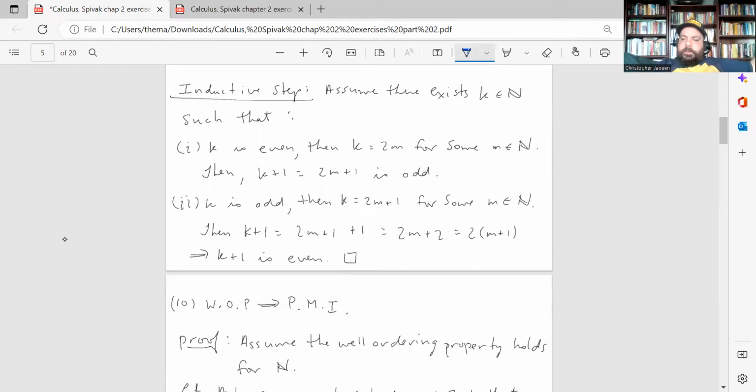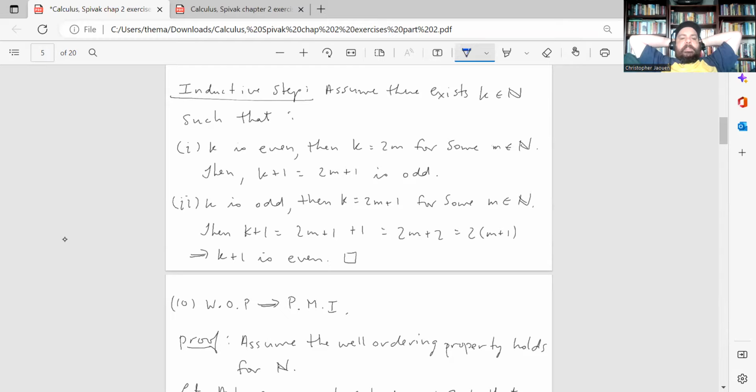And then if we go on to the inductive step, assume there exists a natural number k such that, so I broke it up into 2 cases. So let's assume that if k is even, then that means that k is 2m for some natural number m. And that means that k plus 1 is 2m plus 1. And that means that k plus 1 has the form of an odd number.